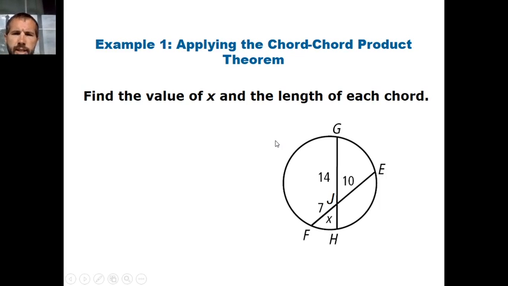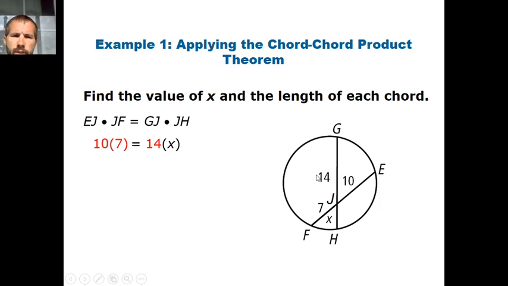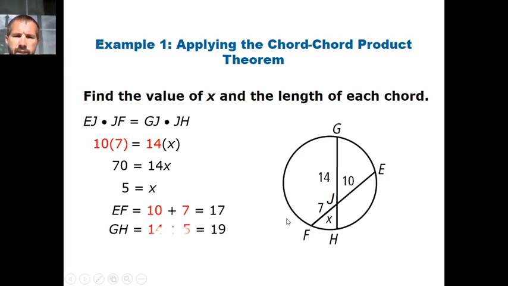So here's what it looks like in an example. We have two chords intersecting inside of this circle. FE is intersecting GE. So now if we take the parts of the chord and multiply them together, 7 times 10 should be equal to X times 14. So when we multiply, 10 times 7 is 70, and then divide by 14, and you get X is equal to 5. Now we want to find the length of each chord. So the first chord, FE, we just add 7 plus 10, we get 17. And now that we know X is 5, 14 plus 5 is 19. So those are the lengths of our two chords.